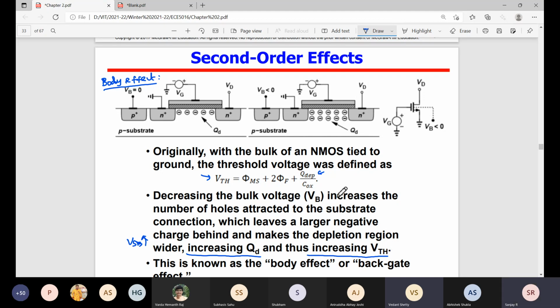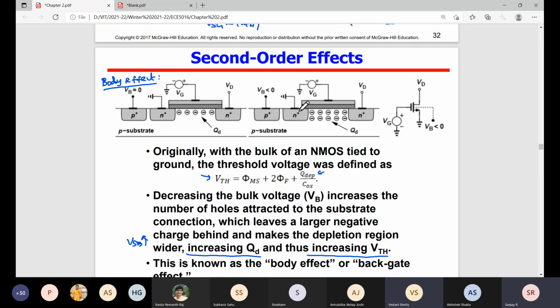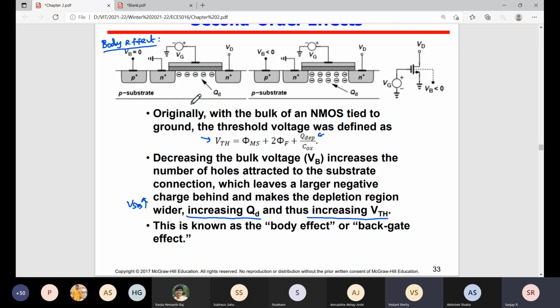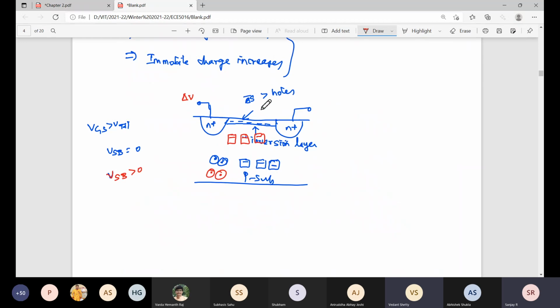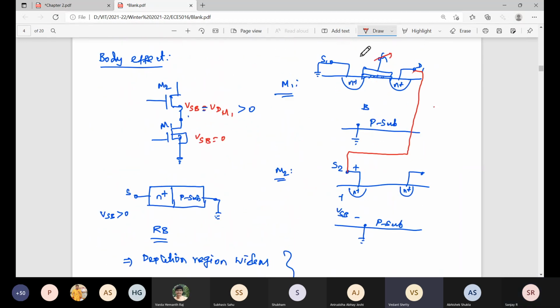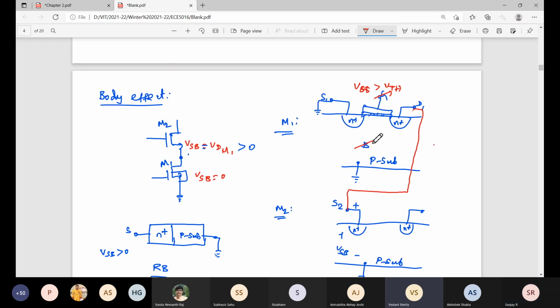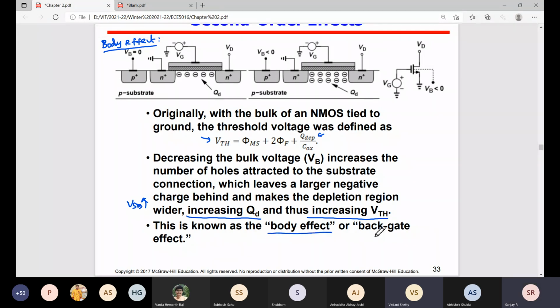Okay, what is body effect? When you vary the body voltage, what effect occurs, that is called body effect. It is also called backgate effect because previously we were varying the gate voltage. So VGS greater than VT will make the transistor on. But now we vary the body voltage, and it will increase the threshold. So it also has some effect in turning the transistor on. That's why the body is called the backgate, and this effect is called the backgate effect. So body effect or backgate effect.